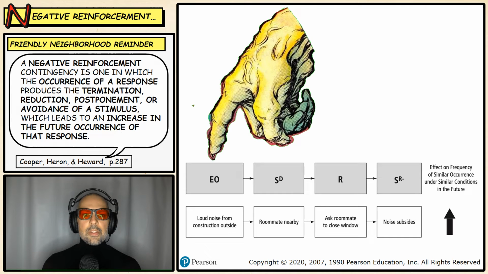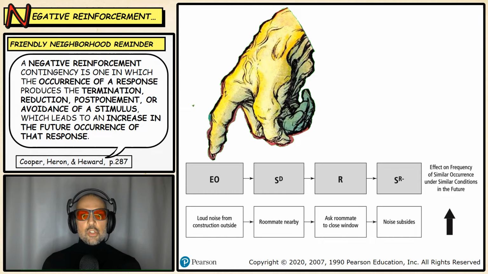So let's start off with the first term, which is the establishing operation. And the establishing operation is that antecedent event in whose presence escape would be reinforcing. So it is the event, it is what is going on in the environment where escape from that thing would be reinforcing. That is the establishing operation.